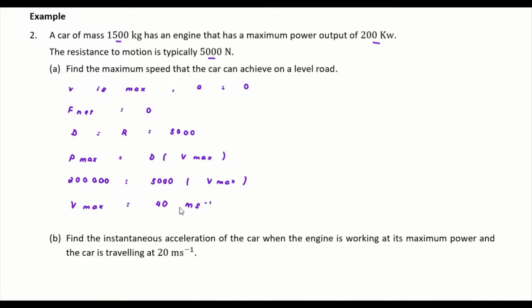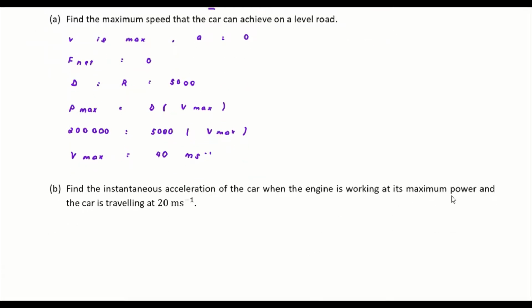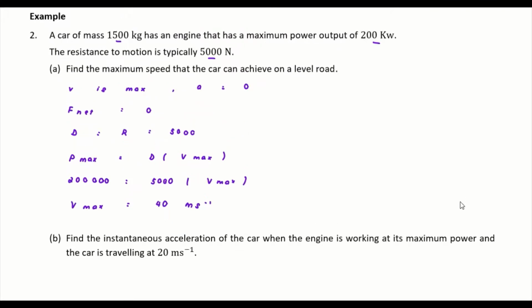Okay, so now part B: find the instantaneous acceleration of the car when the engine is working at its maximum power. This is a different thing. When the engine is working at the maximum power, it doesn't mean that the car is driving at maximum speed, because it can be the driving force or it can be the velocity. So you must make sure that you do not confuse the idea of maximum speed and maximum power. This idea is basically just to tell you that the engine is working at 200 kilowatts, and the car is traveling at 20 meters per second.